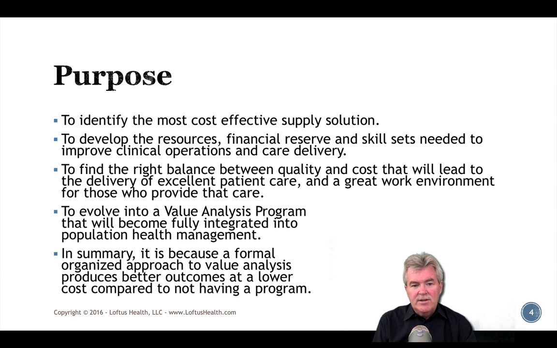And I think that's ultimately where you want to take this: to improve your clinical operations and your care delivery. These are the first steps to doing that. So to me, that's also a purpose. I think you need to find the right balance between quality and costs that leads to excellent patient care, and not only that, but a great work environment for those who provide that care.